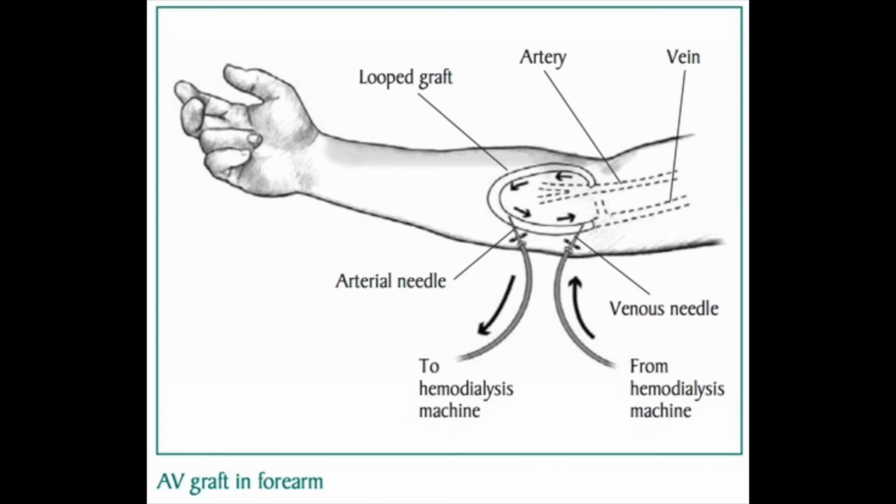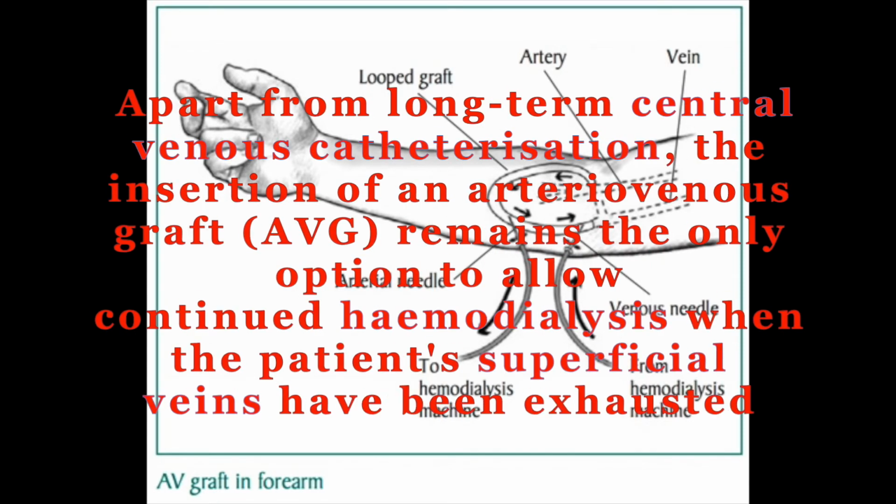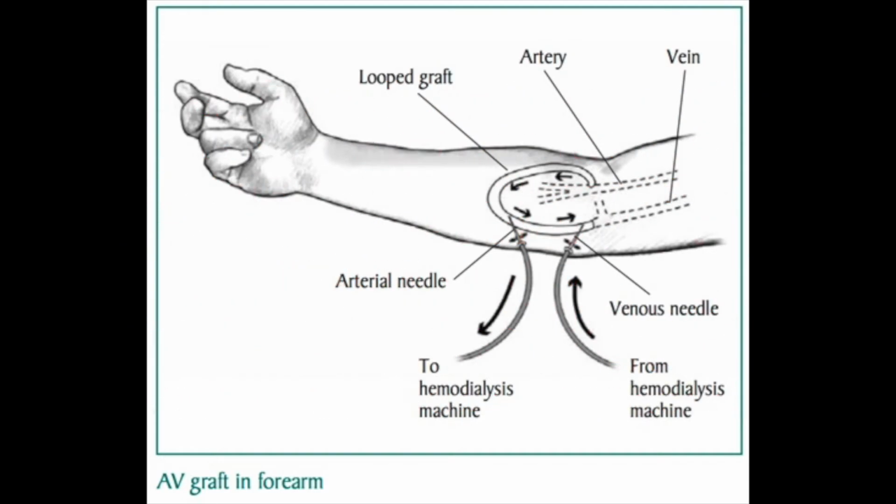And finally, we have a graft. Typically it's lined by polytetrafluoroethylene. Apart from long-term central venous catheterization, the insertion of an AV graft remains the only option to allow continuous hemodialysis when the patient's superficial veins have been exhausted.